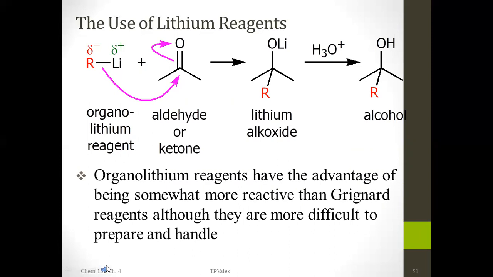Organolithium reagents have the advantage of being somewhat more reactive than Grignard reagents, although they are more difficult to prepare and handle. The reaction is the same. The only downside is that it's very reactive and difficult to handle. Being difficult to handle, it can be dangerous, and that's why we have to do the reaction with care.